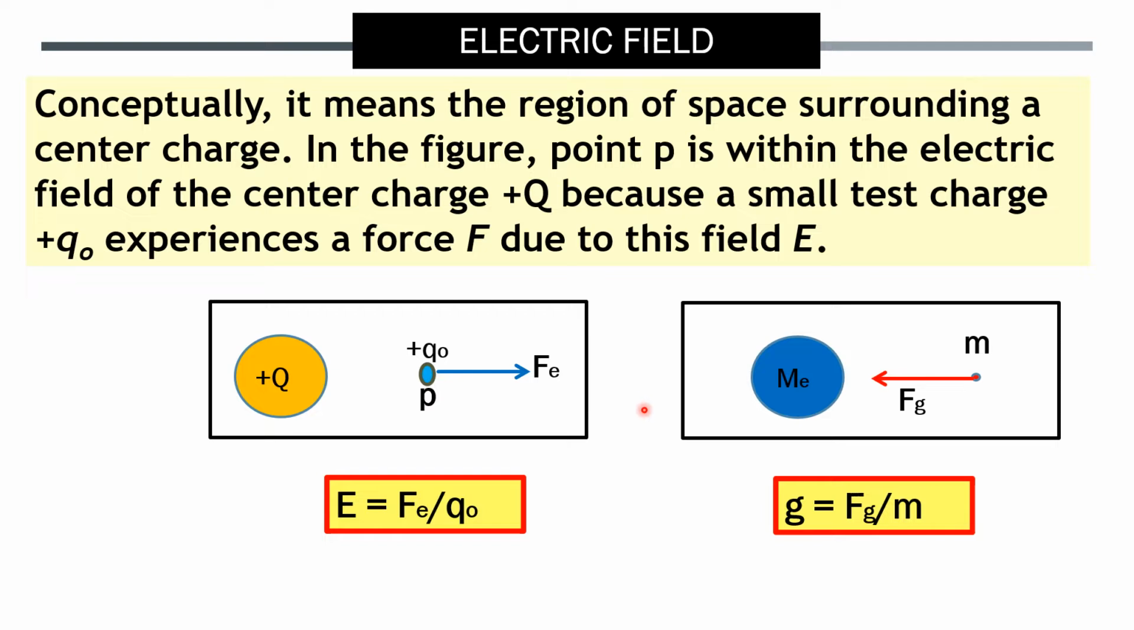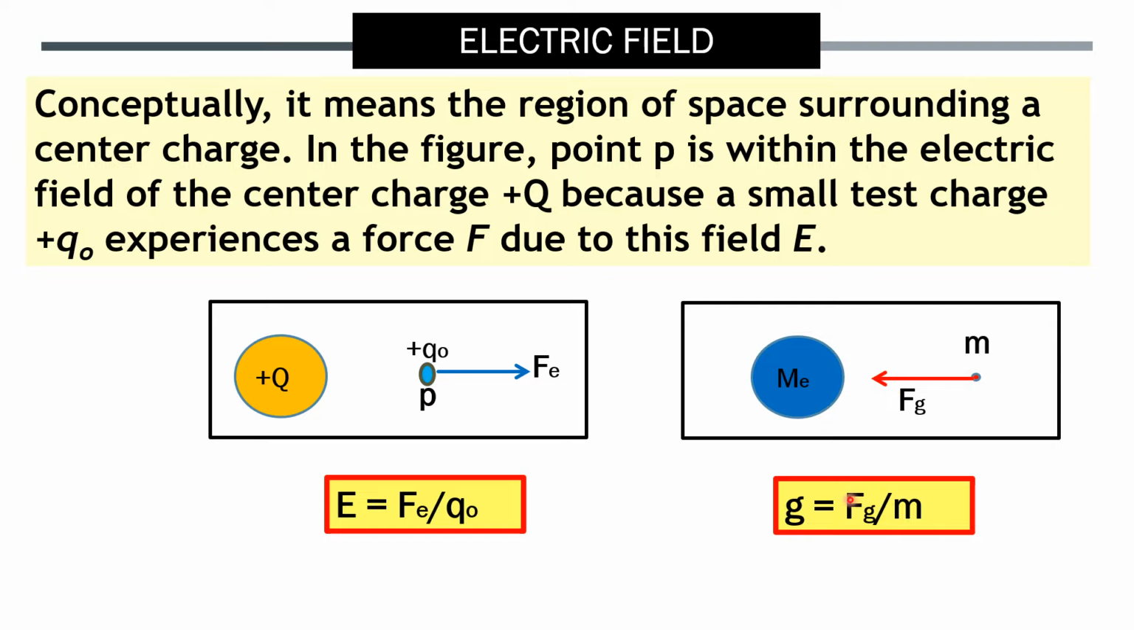We can liken it to the case of the gravitational field of the Earth. So imagine that this is the Earth, and the region around the Earth is, of course, as we know it, called the gravitational field of the Earth. We know that there is a gravitational field around the Earth because when there is a small mass m at that point, this small mass m experiences a force known as gravitational force.